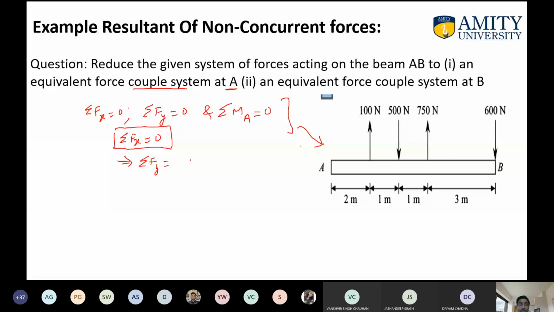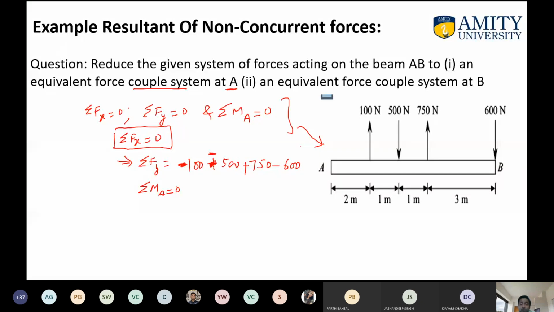What is Fy? Minus 100 plus 500 minus 750 minus 600. Similarly, calculate movement. Should it be plus 600? Yes sir, plus 600. I have just written a little mistake here, I have just reversed it. Plus 100 minus 500 plus 750 and minus 600. This is the actual.